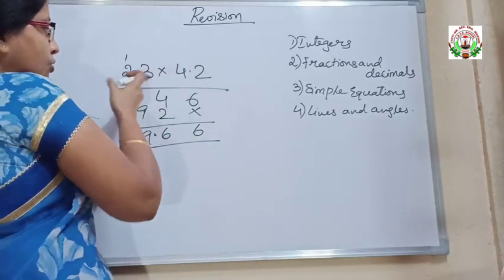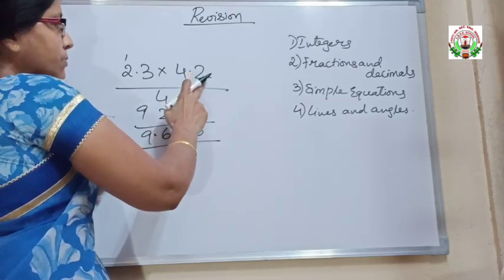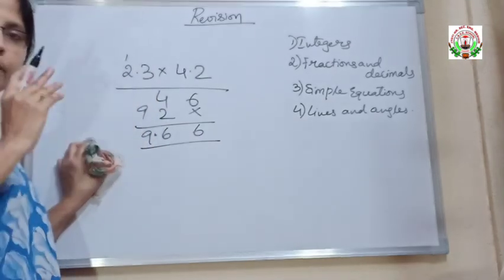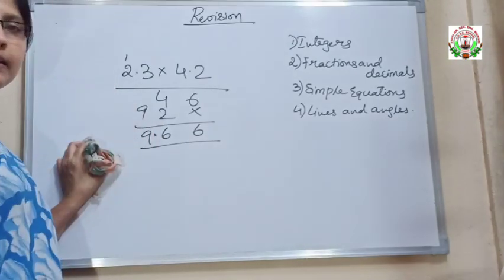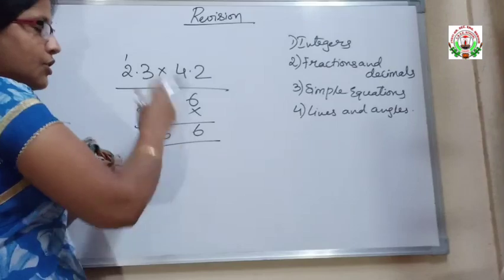Simple multiplication only you have to do, but in the answer you have to see the decimal point after how many numbers. You have to see both the numbers, how many numbers after the decimal point they have, and you have to keep the decimal point in the answer after that many numbers. This is your multiplication of decimals.